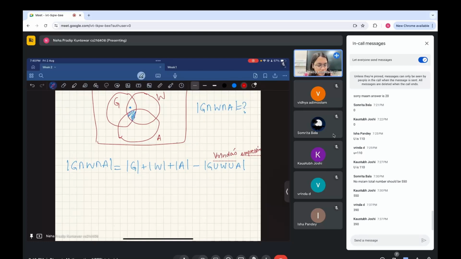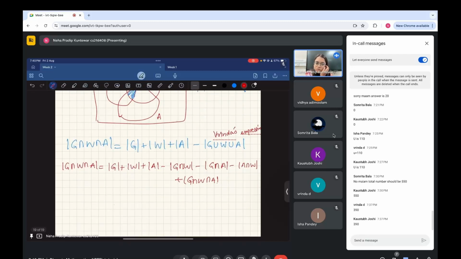So the expression that I have in mind, I'll write it down here. Then you subtract all the possible intersections that you have, so all possible intersections of size 2, and then you add the union of G, W and A. So this is the expression that I have in mind, and let's see how to derive this. Okay, so I'm going to compare this with the expression that we derived earlier.